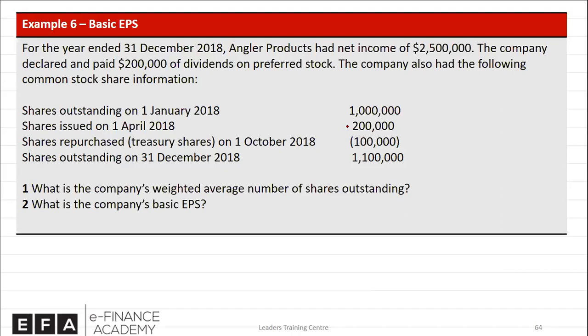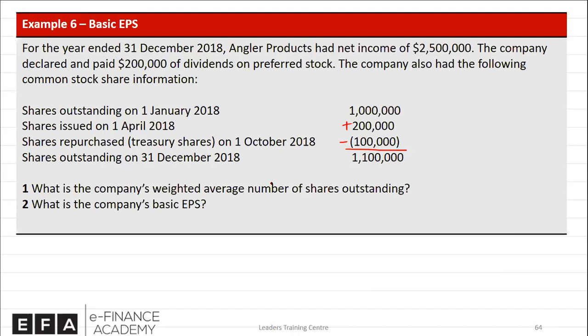So when you issue shares, that increases the number of shares. When you buy back shares, that decreases the number of shares, and this should then give you the ending number of common shares or ordinary shares, which are 1.1 million. So we have two questions here. Number one, what is the company's weighted average number of shares, which is weighted average common shares? And the next question is, what is the company's basic EPS?